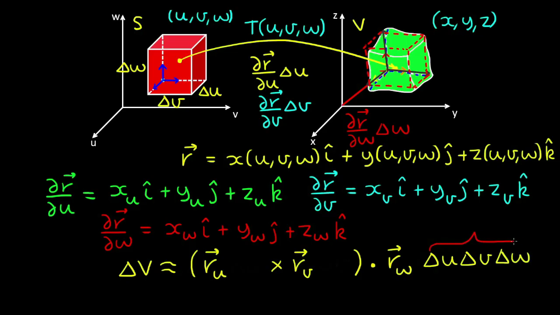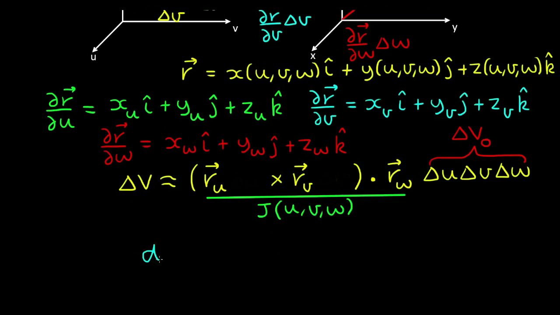So this here is the volume of our element in S space, which we'll call delta v naught. And this here is the Jacobian of our transformation from UVW space to XYZ space. So in the limit, as delta U and delta V and delta W tend to 0, so the volume of our element tends to 0, what we get is dV is the Jacobian of our transformation, where we'll take the absolute value to ensure we get a positive volume by du, dv, dw.